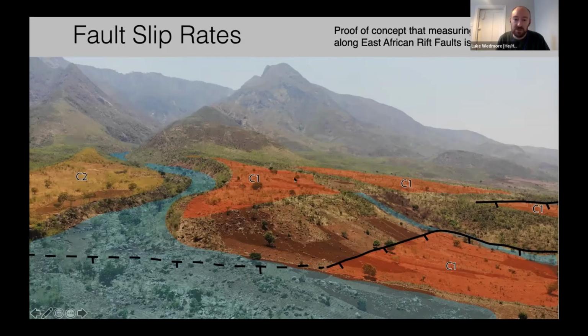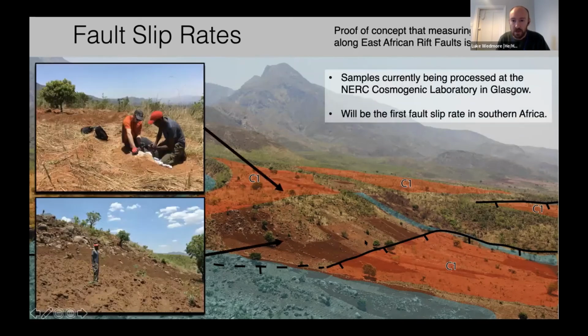So what we wanted to do was calculate the age of this alluvial fan feature. And if we know the age and we know the displacement, then we can calculate the slip rate of the fault. So we collected samples. We're still waiting for these samples to be processed. There's been some various delays, but this will be the first fault slip rate in Southern Africa that anyone's ever collected directly using Quaternary dating tools, and it will act as a real proof of concept for this method in Southern Africa.